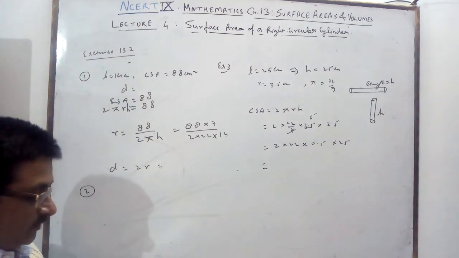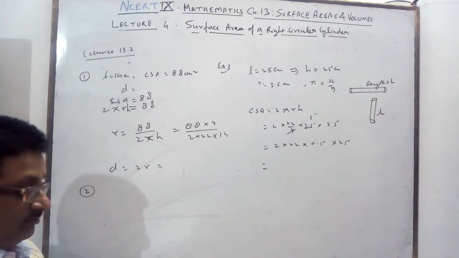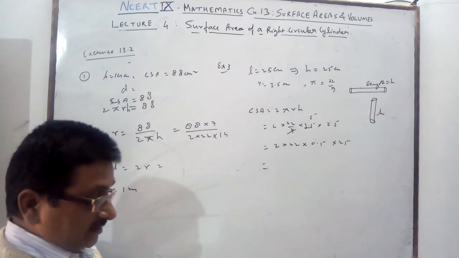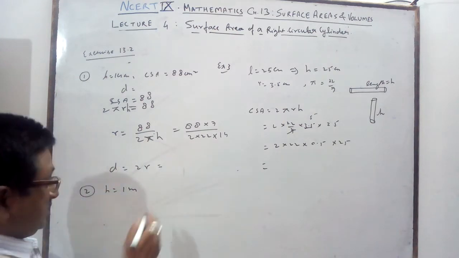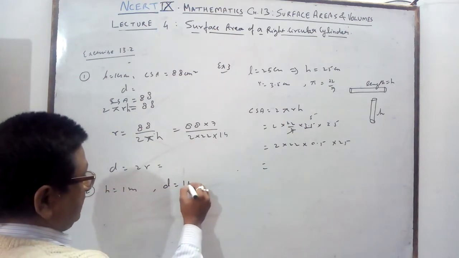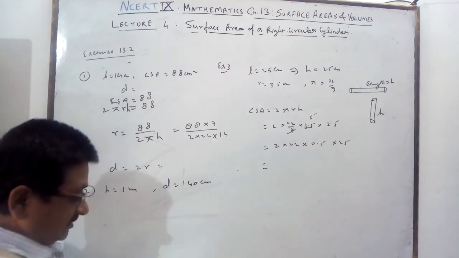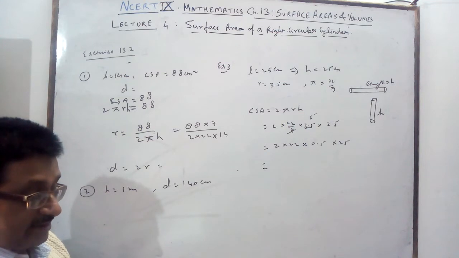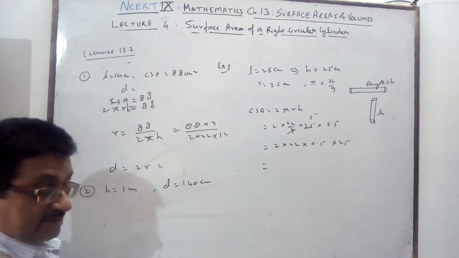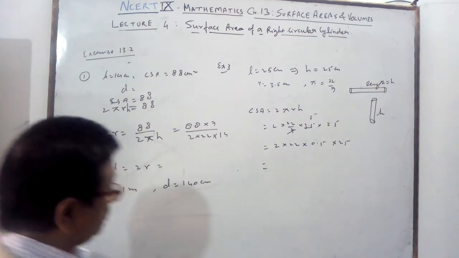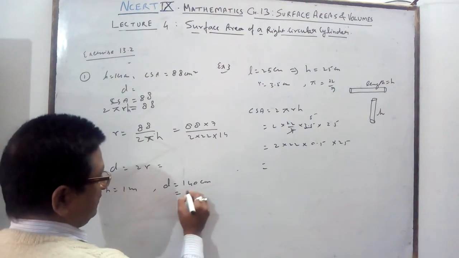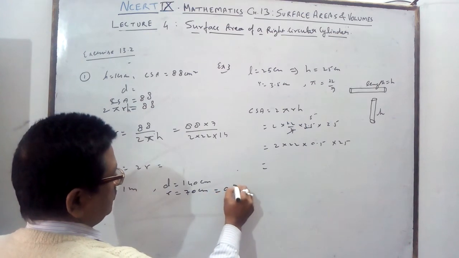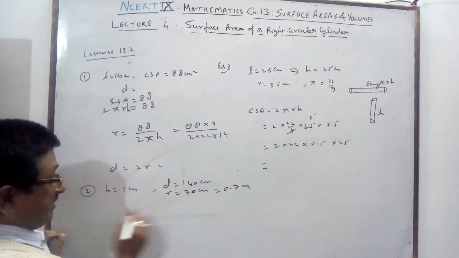Question number 2: it is required to make a closed cylindrical tank of height 1 meter. What is the height? 1 meter. You want to close it. Base diameter is given 140 centimeter. How many square meters of sheet are required? Diameter is given, then radius will be 70 centimeter, that is 0.7 meter, because you want square meters.